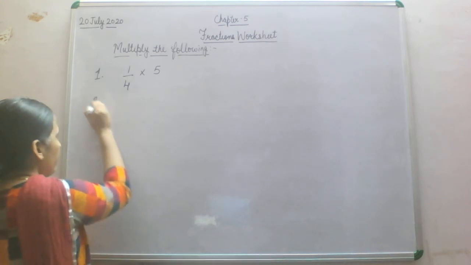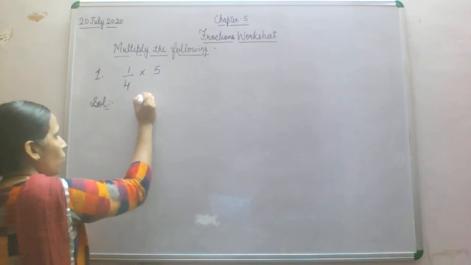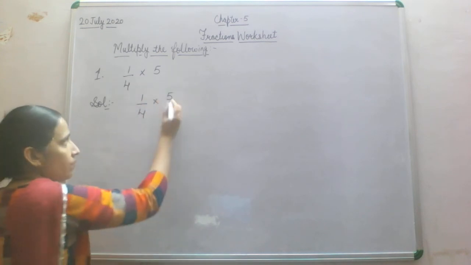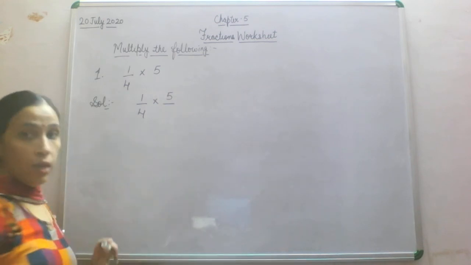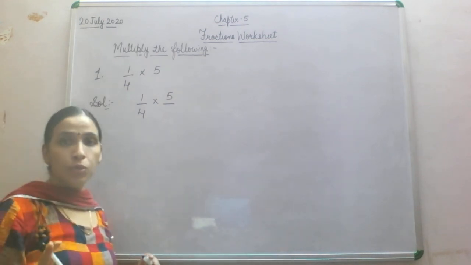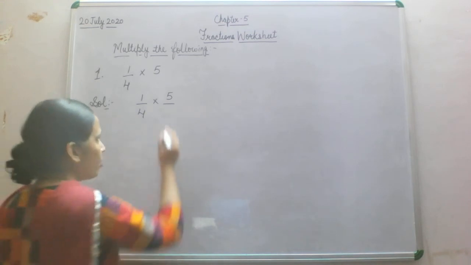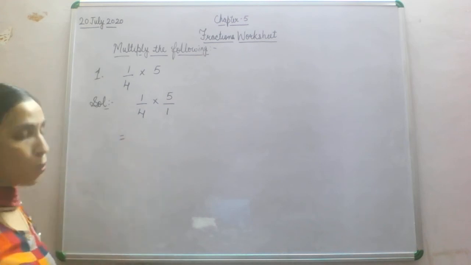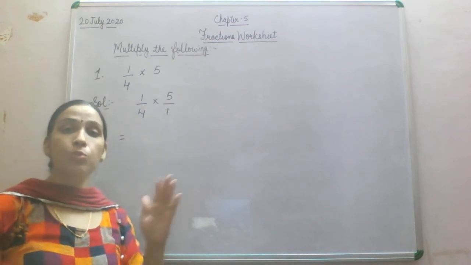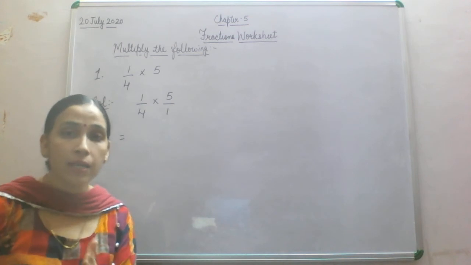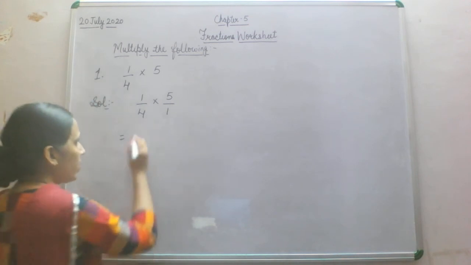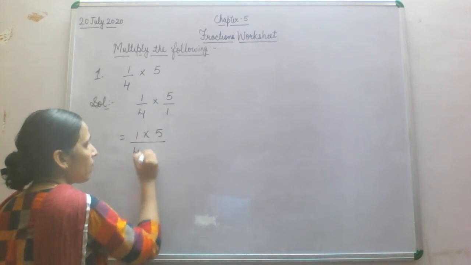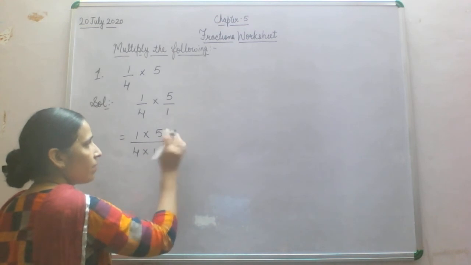So we'll write here, solution. After that, 1 by 4 multiply by 5. Now first of all, below the whole number you are going to write 1 as a denominator. So let's write it. Now what is the second step? The second step is that the numerator is going to multiply by the numerator. So here 1 is going to multiply by 5 and 4 will multiply by 1. Now what is the next step? We will do the multiplication.